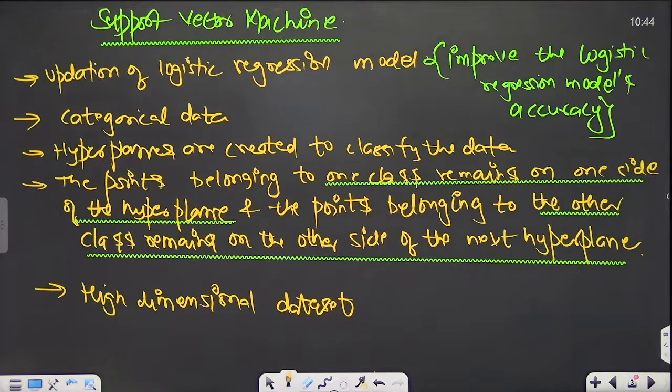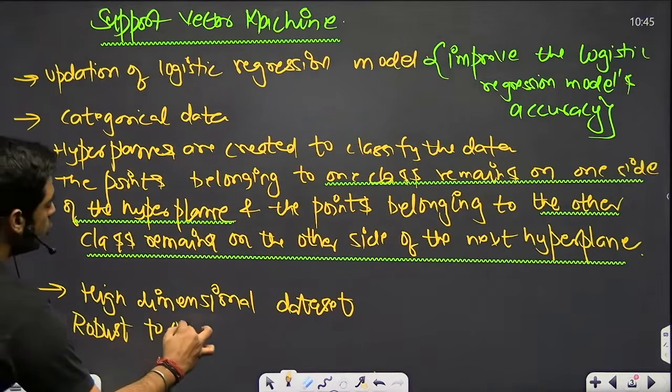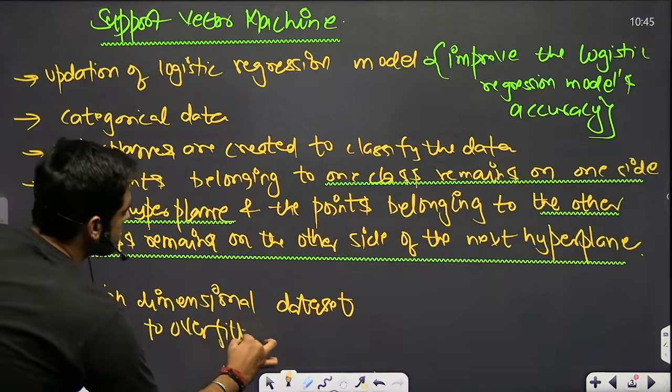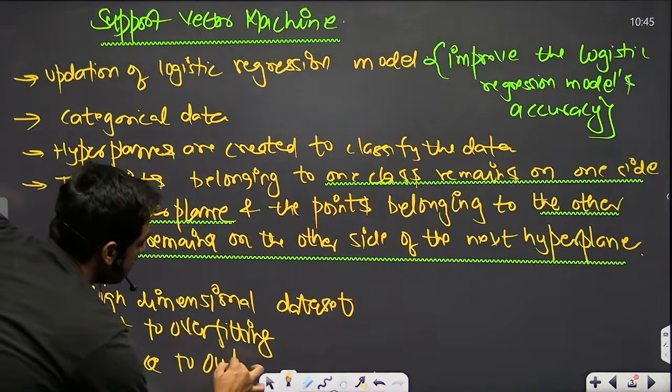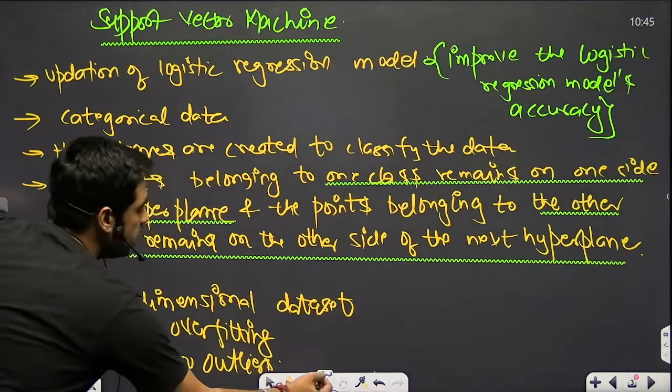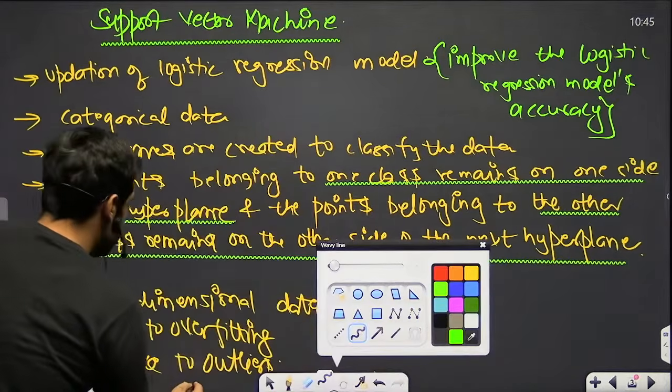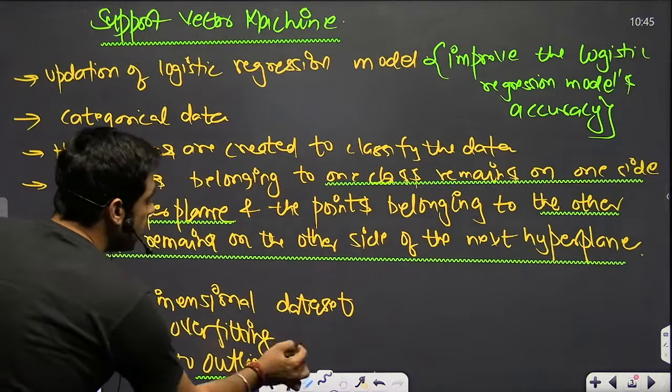It is robust to overfitting. One of the very good points that you could remember is that support vector machine is robust to overfitting and has resilience to outliers. Here you have encountered a new word, outliers, which is very important and highly asked in interviews.